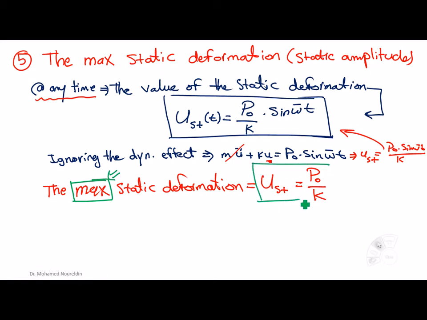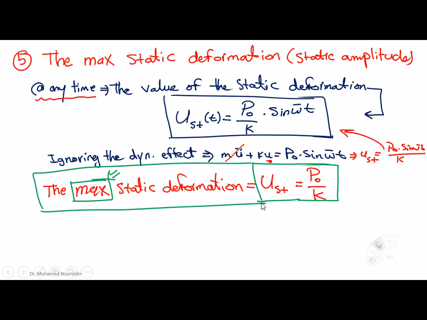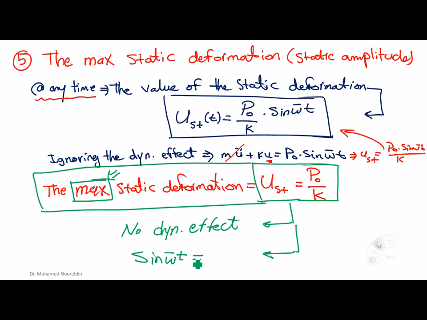So this is what we call the maximum static deformation. What is the main condition for obtaining this maximum static deformation? First of all, we're going to assume no dynamic effect, meaning that there is no inertia force. And number 2, we are going to say that sine omega bar t of this excitation is going to be 1, right? So these are the main 2 conditions that we have.